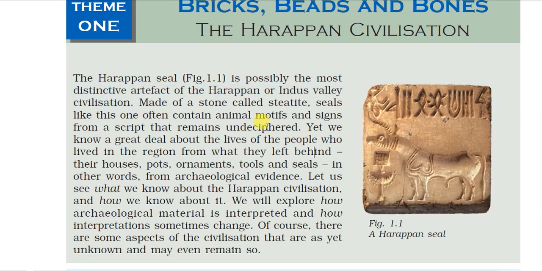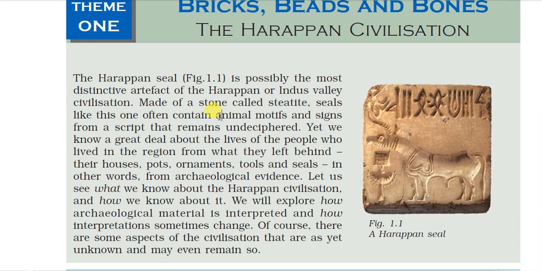Now, feature number 1, it is made up of steatite. Steatite is a stone, and it is a stone which can be easily molded. It's easy to make seals out of steatite than any other stone. So it was taken to make the Harappan seal.